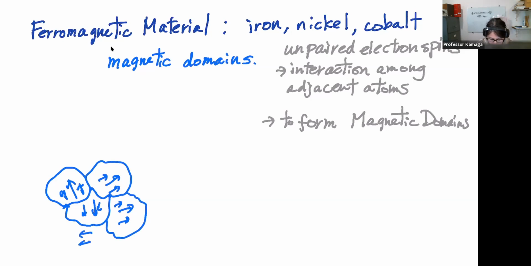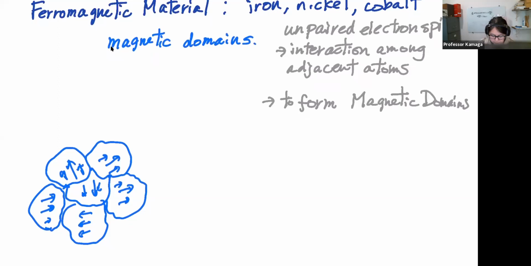You can observe it. It looks something like this. So these are the magnetic domains.